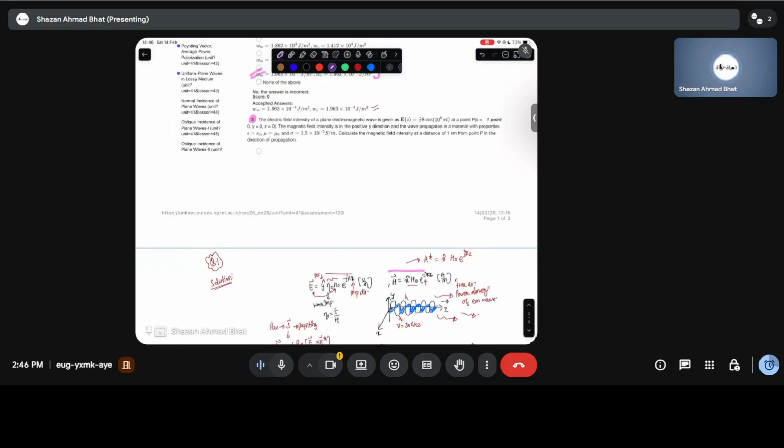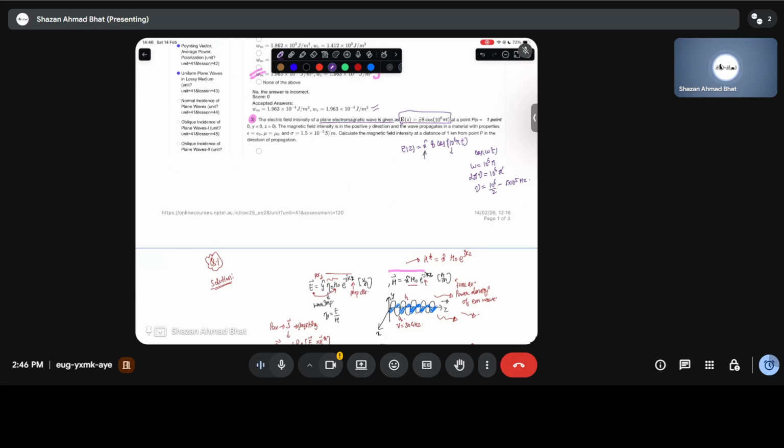So you are given a plane electromagnetic wave, which is basically E_z. E_z is given as x-hat 8 cos of 10 to the power 6 pi t. So this is cos of omega t, where omega is 10 to the power 6 pi. That means 2 pi times frequency is 10 to the power 6 pi, so frequency is 10 to the power 6 divided by 2, that is approximately 5 times 10 to the power 5 hertz. So this is exactly what it means.